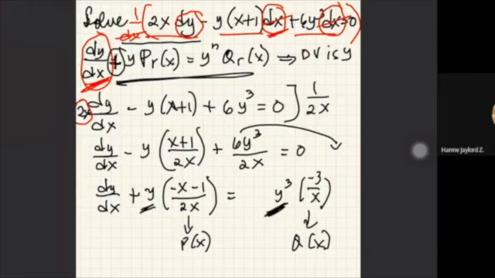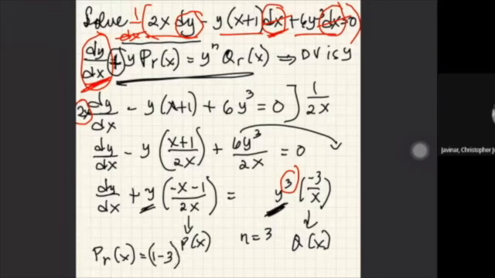Okay? Now we solve for q r of x and p r of x. What is our n? Our n is equal to 3. Our n is equal to 3. All right? So we write it here, 3. And we have now PR of x equals 1 minus 3, because it's 1 minus n, times your p of x, which is negative x minus 1 over 2x.